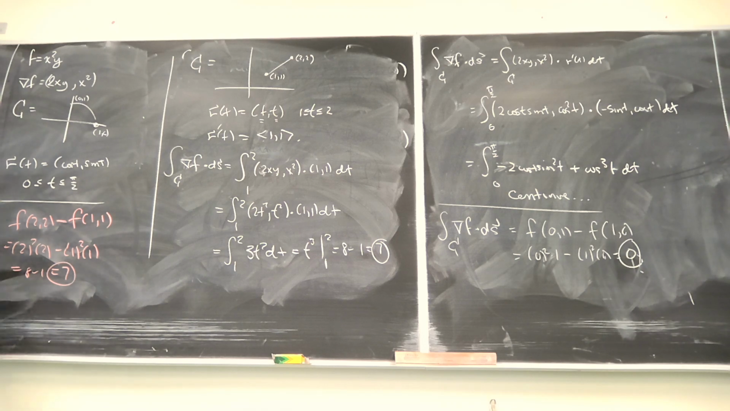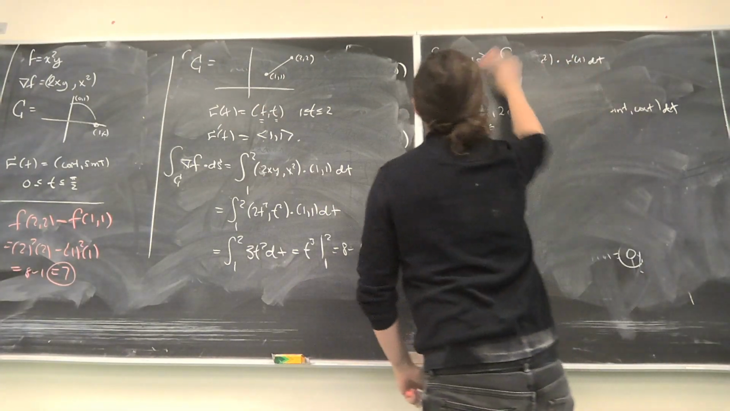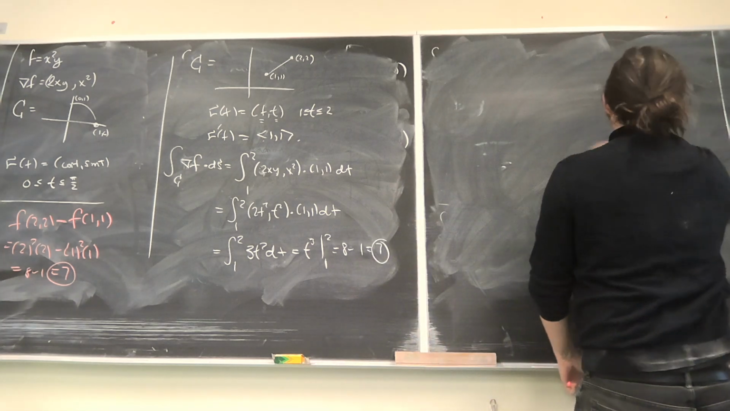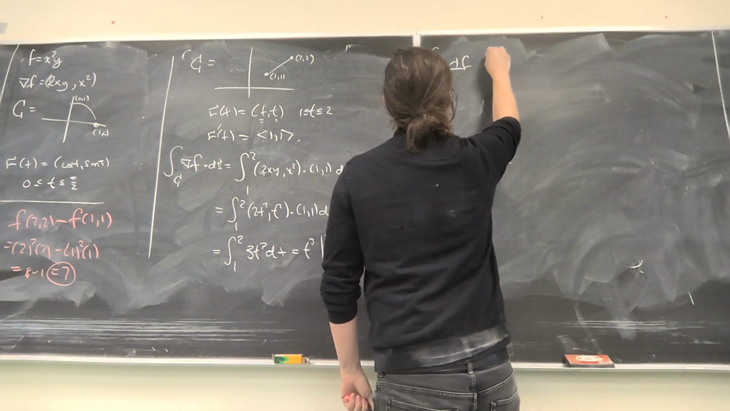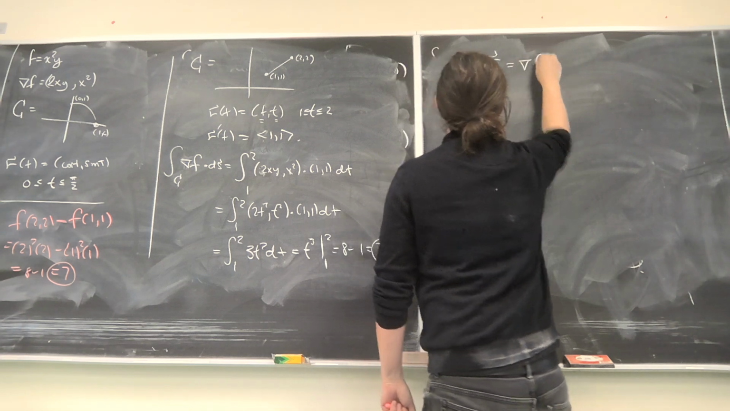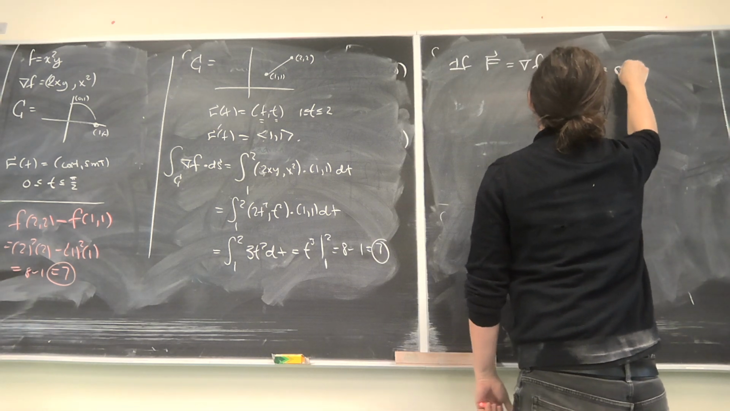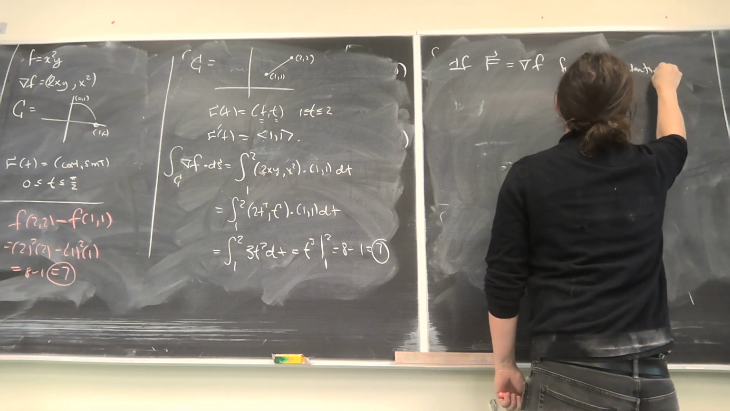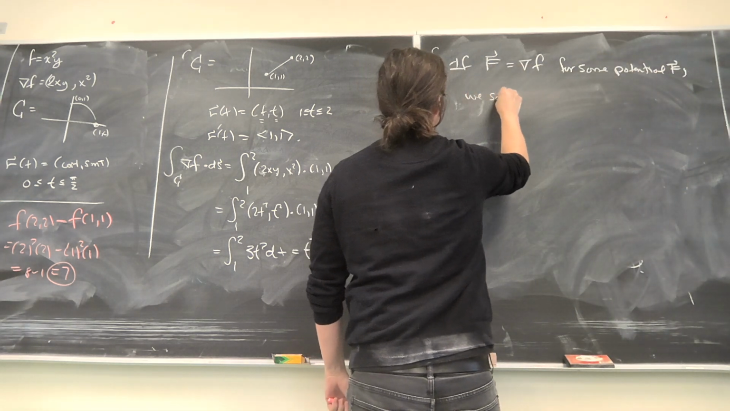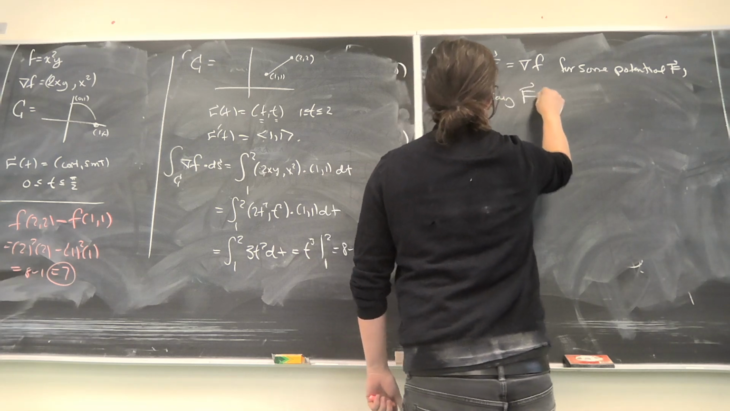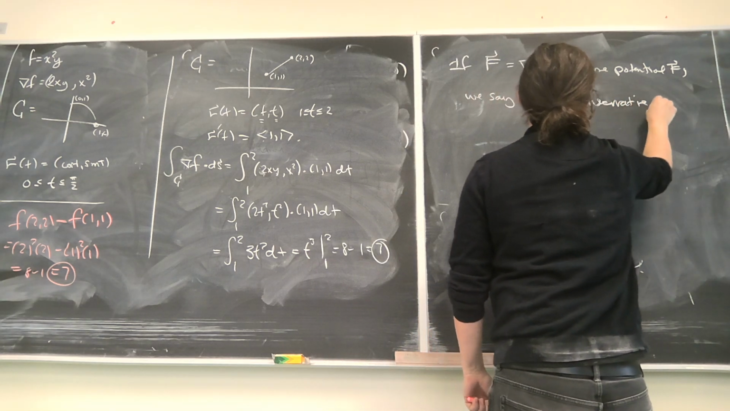So, in fact, we can go one step further and say a vector field that has this property is called conservative. If a vector field F is equal to the gradient of some potential function f, then we say F is a conservative vector field.